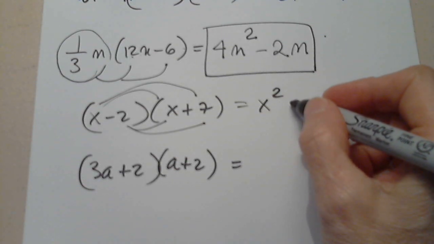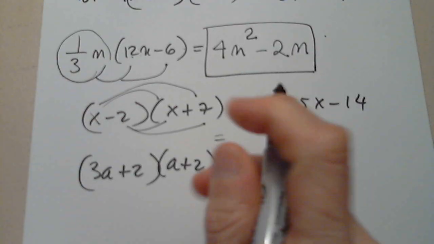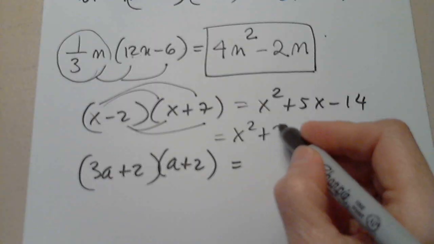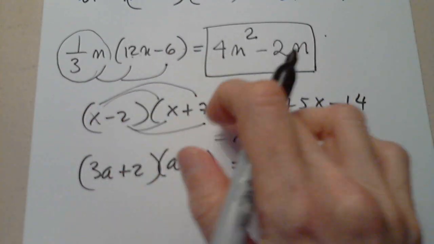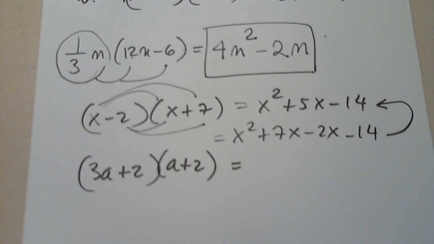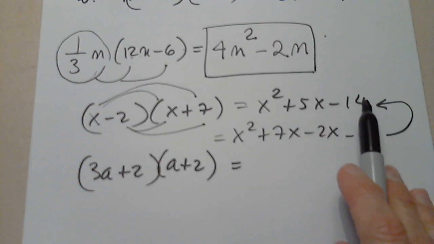Plus 5x minus 14. Excellent. So x times x, x squared. X times 7, 7x. Negative 2 times x, negative 2x. Negative 2 times 7, negative 14. Which indeed simplifies to x squared plus 5x minus 14. Perfect.